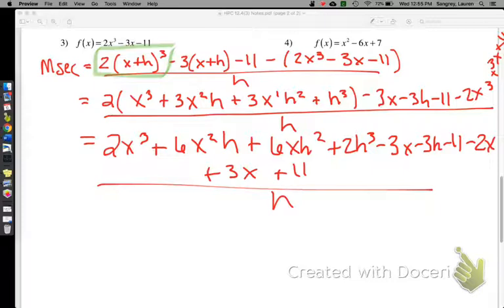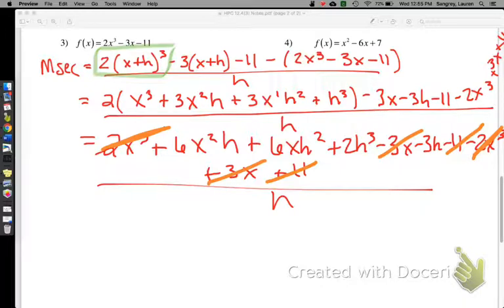So let's look at this crazy mess and see what can cancel. So I have a 2x cubed with a negative 2x cubed. The next term without an h is this negative 3x. It cancels with this positive, and then I have a negative 11 and a positive 11.